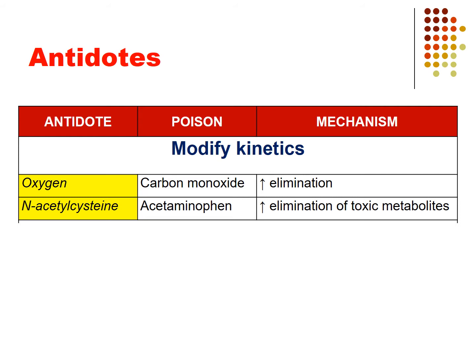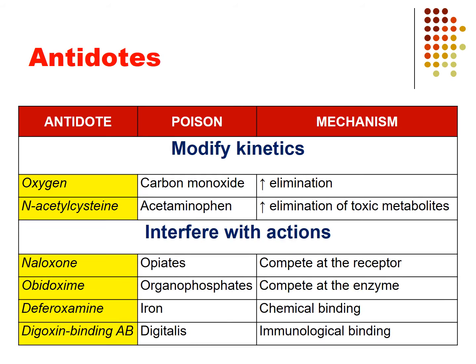Other antidotes act through interference with actions. For example, naloxone is a very important antidote for opiate toxicity. Naloxone acts through competition with opiates at opiate receptors. Pralidoxime and other oximes can be used for treatment of organophosphate toxicity. Oximes compete with organophosphates at the cholinesterase enzyme.